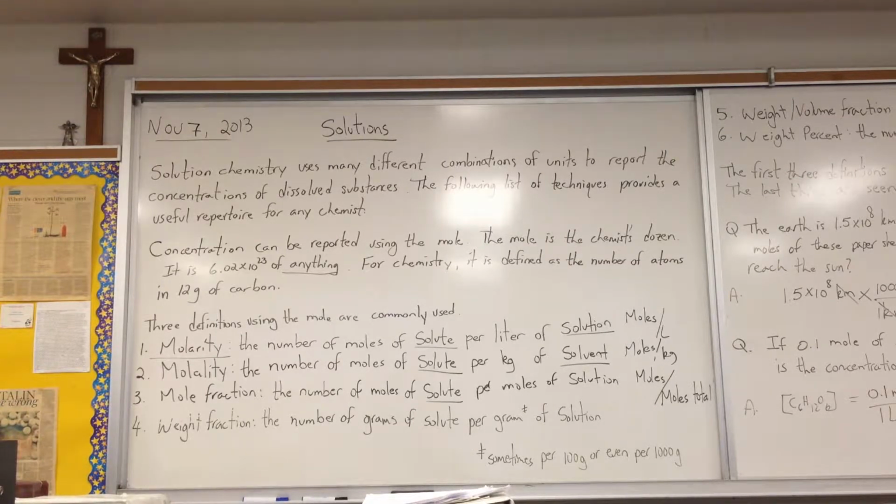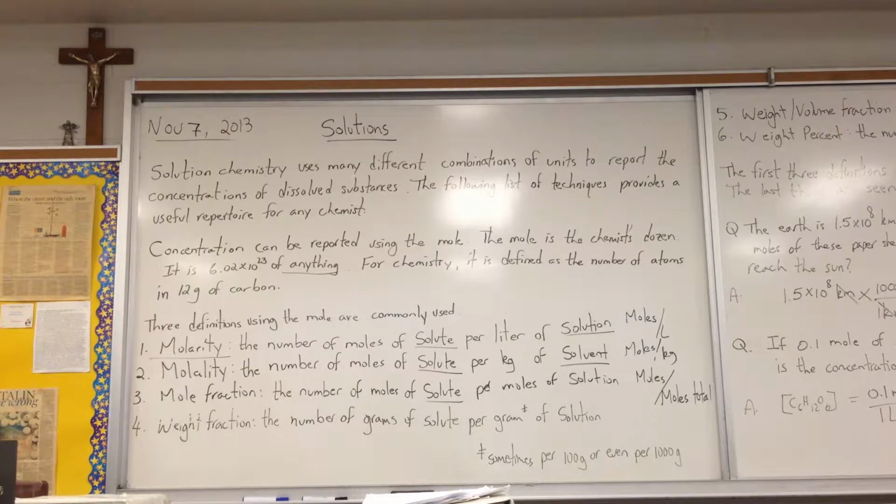Concentration can be reported using the mole. The mole, as the chemist does it, is 6.02 times 10 to the 23 of anything. For chemistry, it is defined as the number of atoms in 12 grams of isotopically pure carbon-12. Now, three definitions using the mole are commonly used.